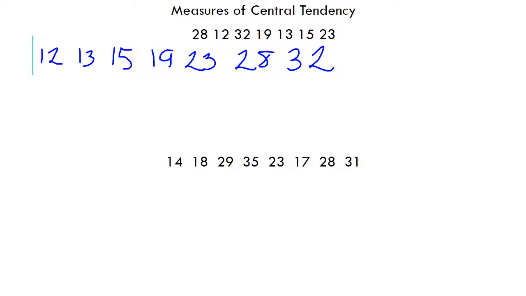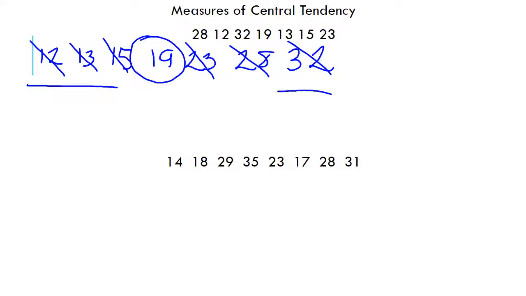I'm going to cross out each number starting from the front and the back until I get to the middle. And what I mean by that is my first number is 12 and my last number is 32. So I'm going to cross those two out. And then I'm going to cross out 13 and 28, 15 and 23. And as you can see, 19 is the only one left in the middle. I have 3 numbers on this side, 3 numbers on that side. So I do know it's exactly in the middle. So 19 is my median for this set of data.